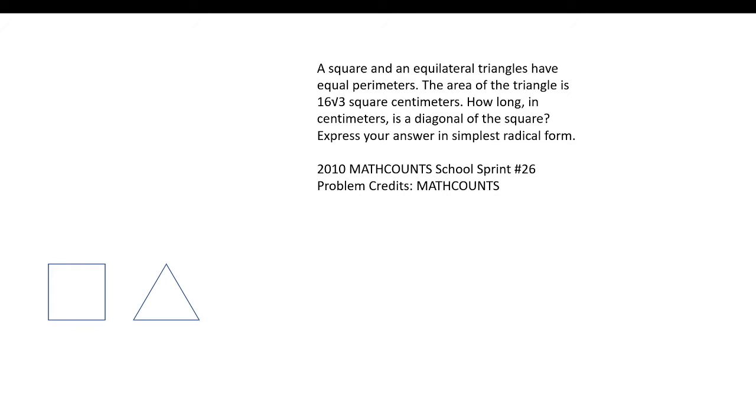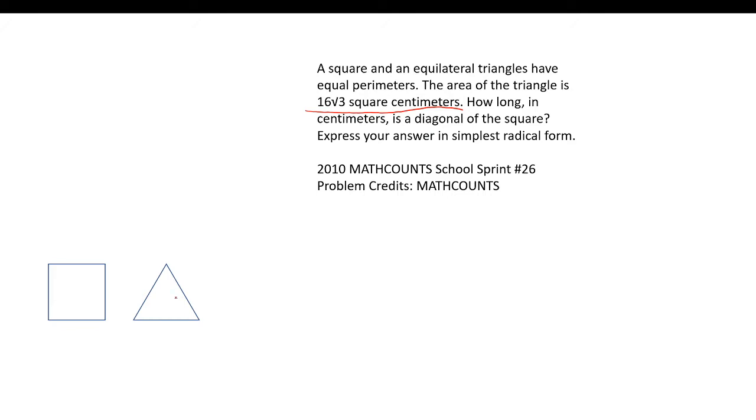In this MATHCOUNTS preparation lesson, we're going to be focusing on geometry. So let's get started. We have a square and an equilateral triangle. They have equal perimeters. The area of the triangle is 16√3 square centimeters. How long in centimeters is a diagonal of the square? So we're asked to find the diagonal of the square.